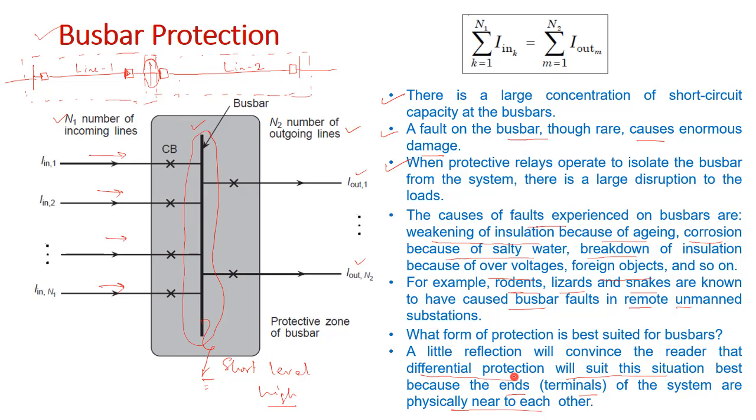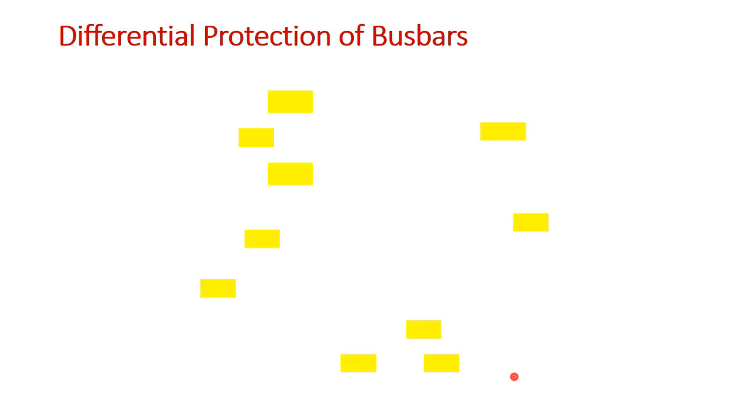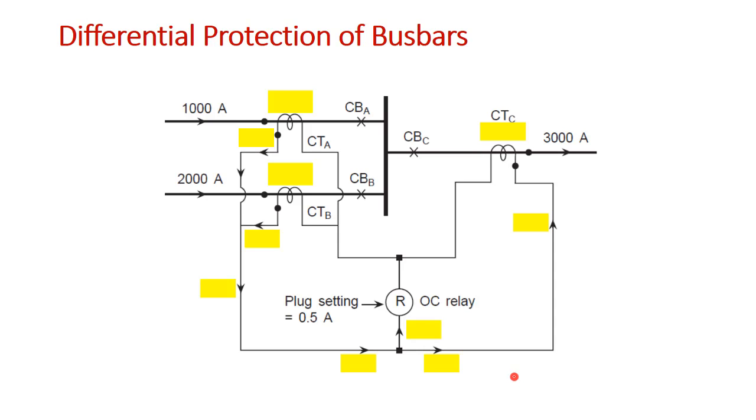A differential protection scheme is used for an equipment or a system where both the ends of the system are located near to each other, they are not far from each other. Under that condition, your differential relay works very nicely. So let us see the differential protection of busbars.